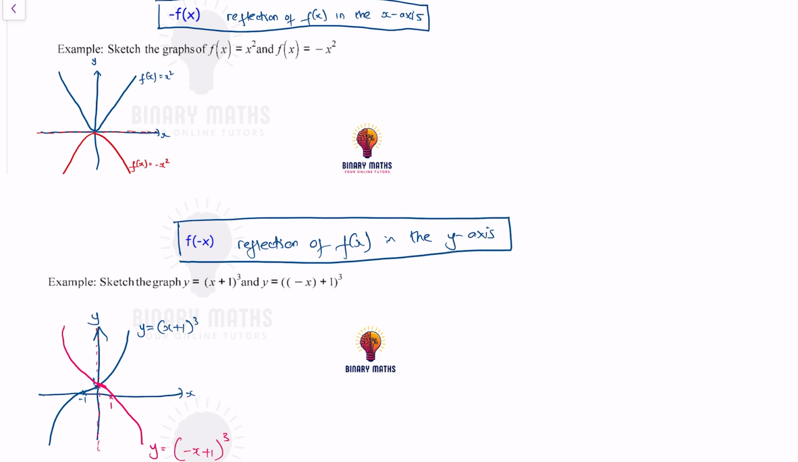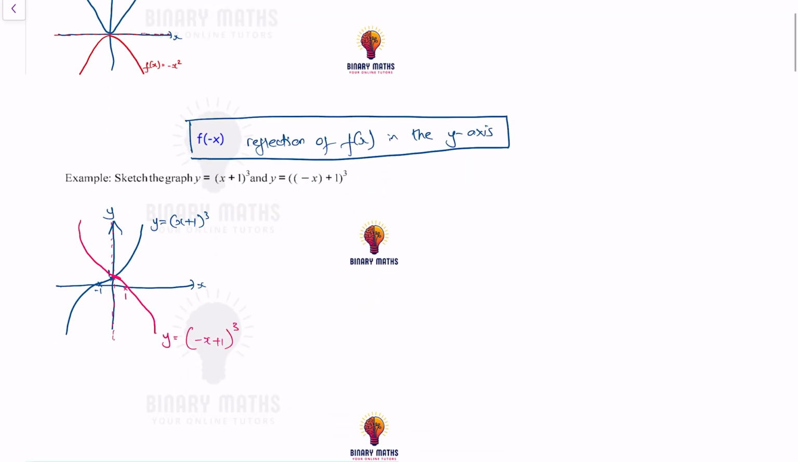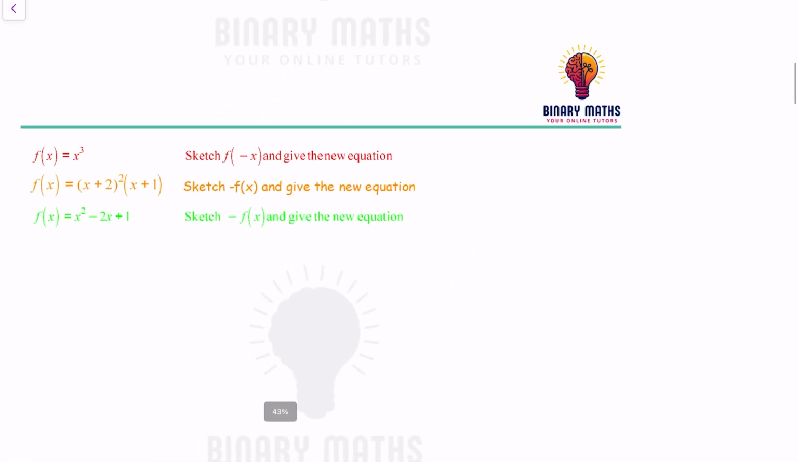But to summarize, minus f of x means all the y values change sign, so it means reflection of f of x in the x-axis. F of negative x means the x values change signs, so it's a reflection of f of x in the y-axis. Okay, so let's go through some examples to see how this works out.